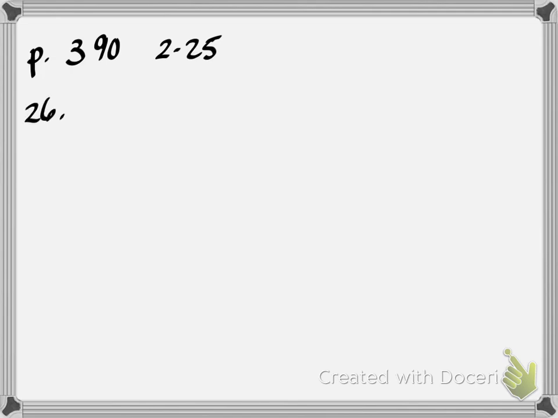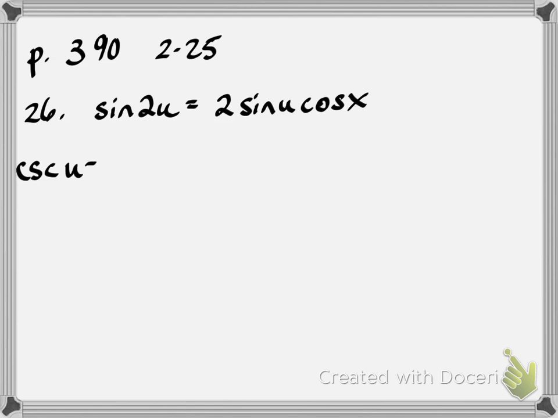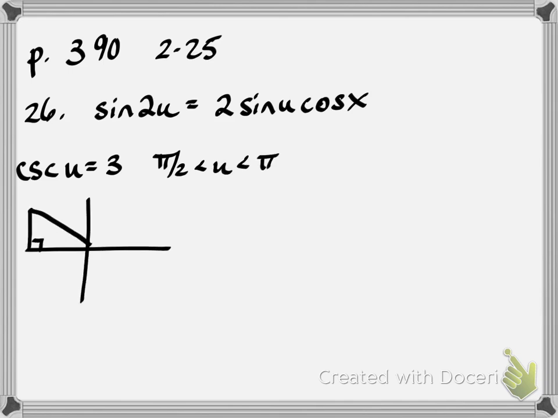They want me to find sine 2u, cosine 2u, and tangent 2u. I'm going to do sine 2u. So look that up, and that's 2 sine u cosine u. And then on 26, they gave me some info. They said cosecant u is 3. And u is between pi/2 and pi. So we're going to take that info and sketch our triangle. And if cosecant u is 3, that means that the sine of u is 1/3. So I can get my O and my H.